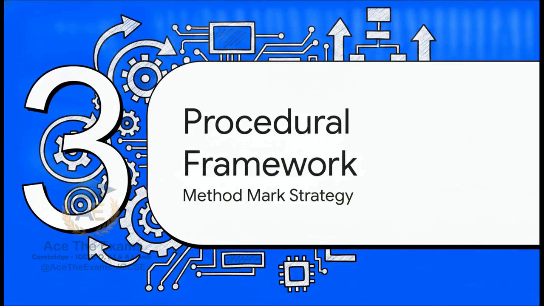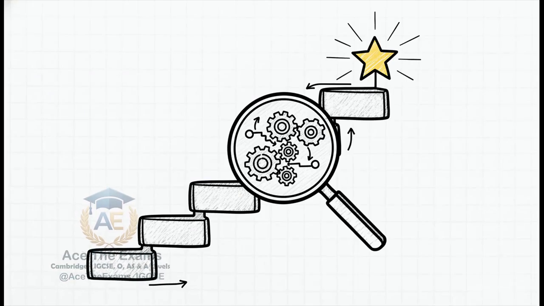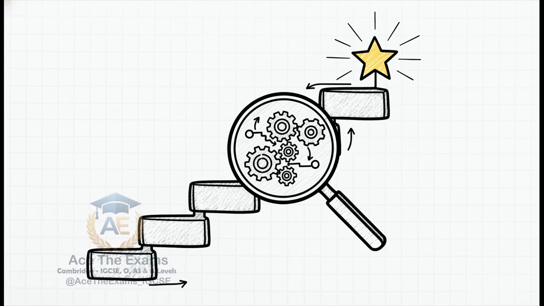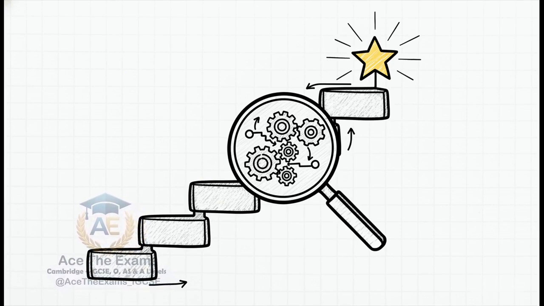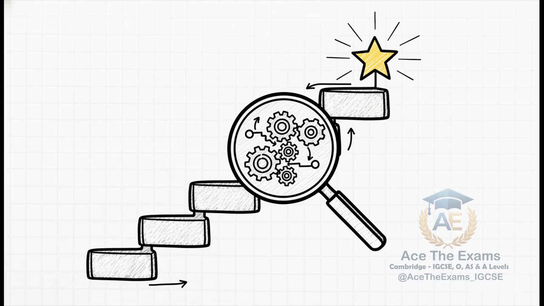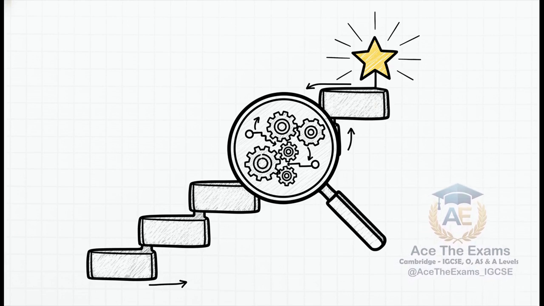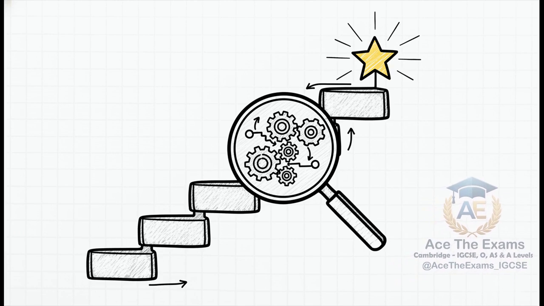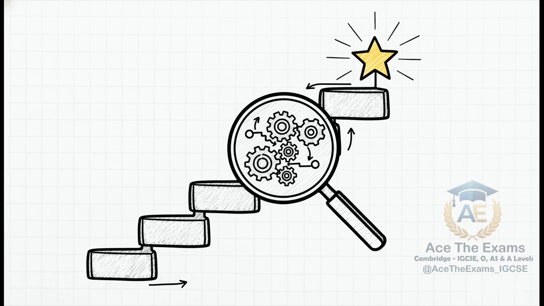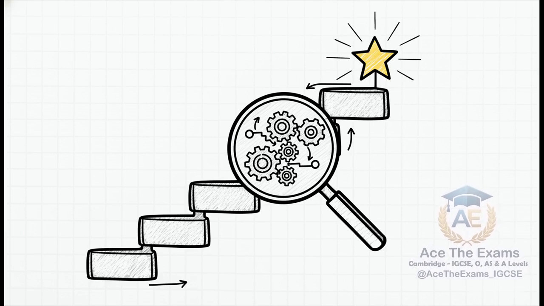Section 3. The procedural framework. The method mark strategy. Right, here is the secret sauce. We call it the method mark strategy. Think of it like this. Examiners award marks for the process, not just the output. Because low-level programming requires step-by-step trace tables, if you just leap straight to the final memory address without showing how your accumulator changed line by line, well, you're leaving easy points on the table. Your logical reasoning is literally worth marks here.